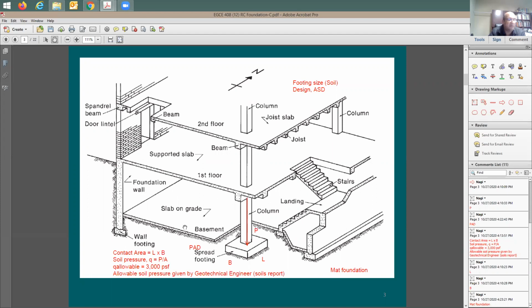But this concrete slab, usually in residential, is going to be 4 inches. Sometimes you do 3.5 inches. I don't like it. In many cases, usually we'd like to go to 5 inches.